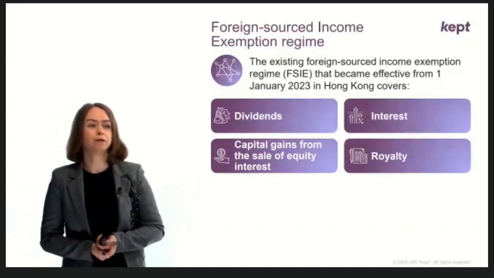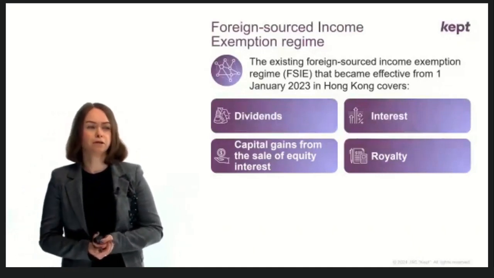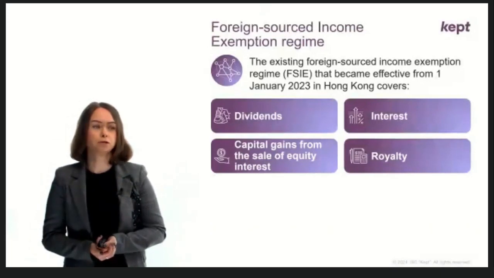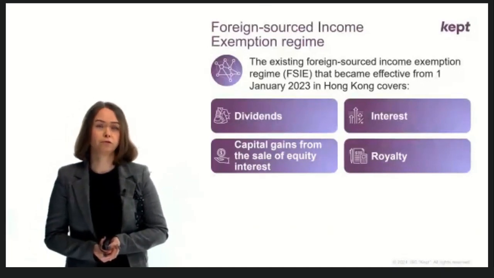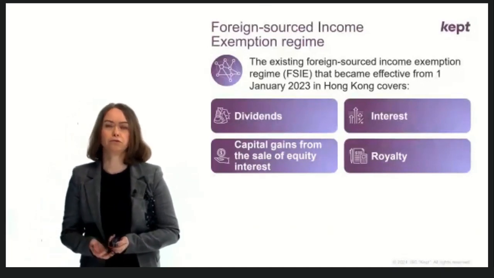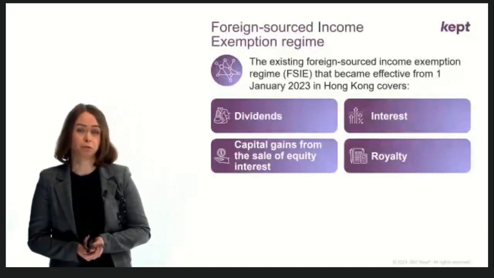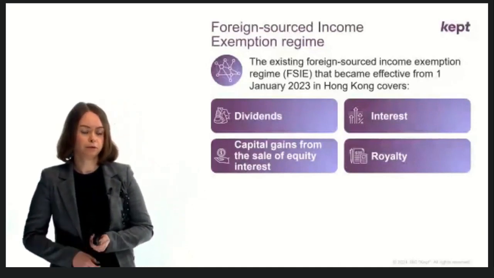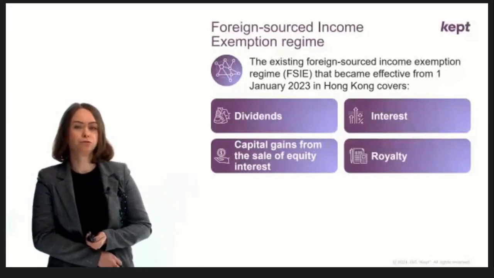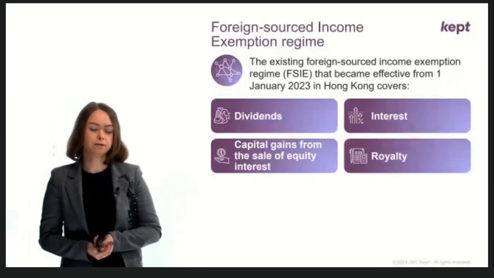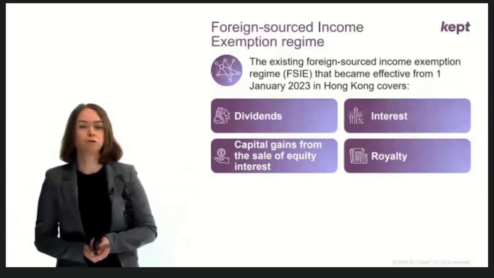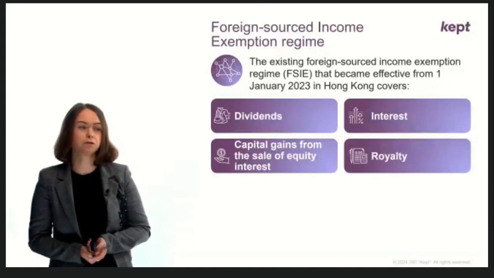As you may already know, the FSIE regime was introduced as a measure to get Hong Kong off the EU grey list of non-cooperative jurisdictions for tax purposes. However, despite the changes introduced, Hong Kong remained on the grey list of the European Union in 2023.